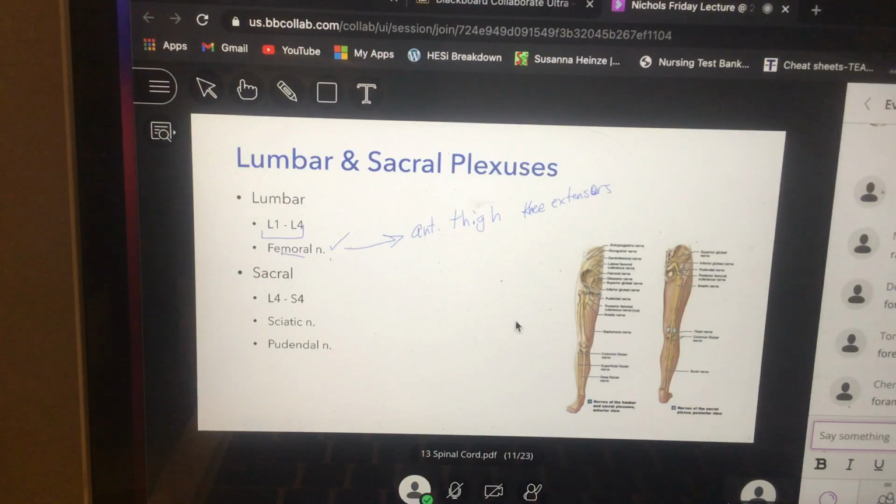The sacral nerve, an important nerve of this plexus, like the major important nerve of this L4, S4 plexus, is the sciatic nerve. It's the major one. And it supplies muscles of the whole posterior lower limb. So that would be posterior thigh, and really most of the muscles of what we call the leg. In our book, we call it the lower leg.